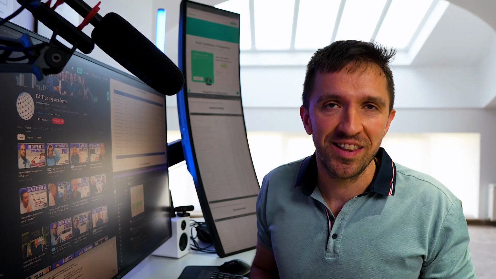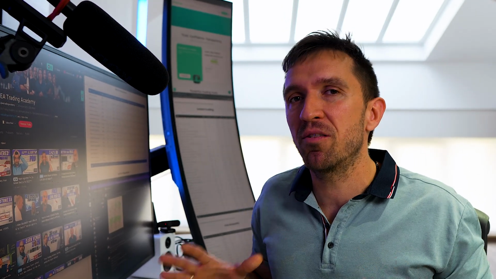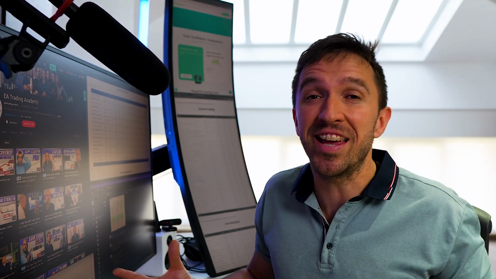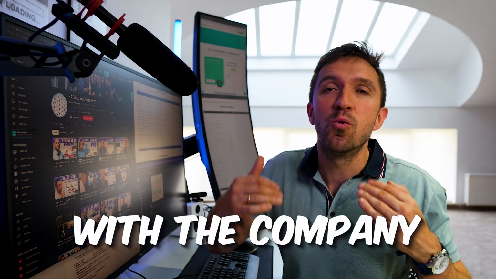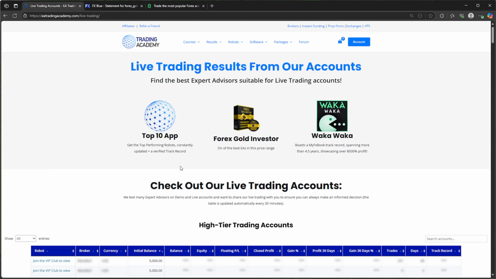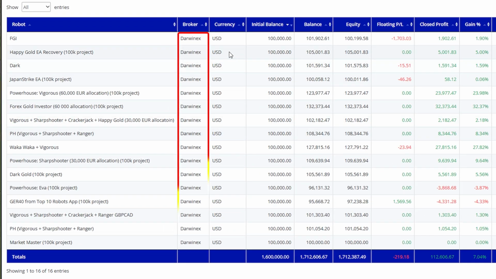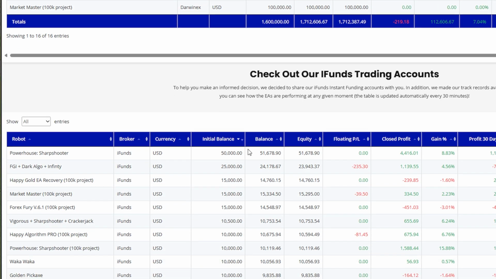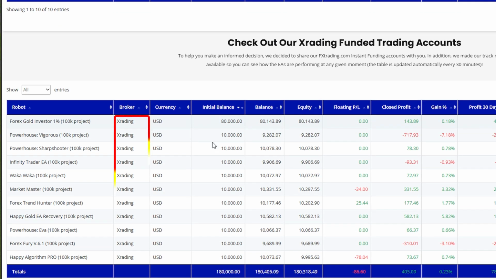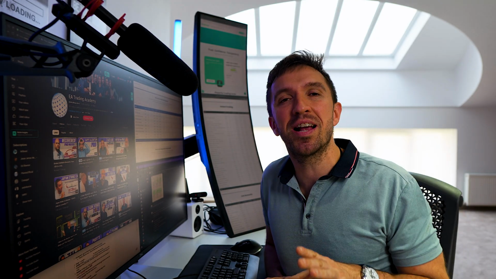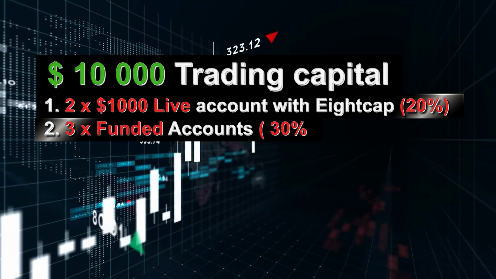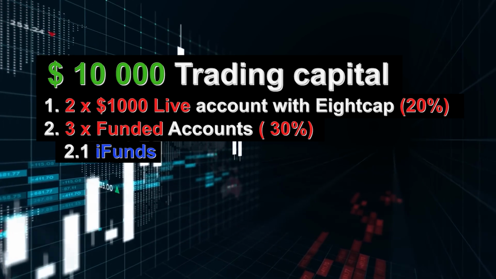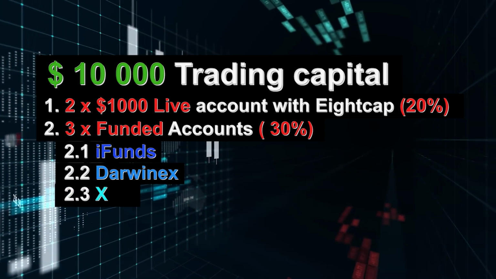The next 10% I would put in an instant funding trading account, or these are platforms where we purchase the account, they give us some capital, we trade, and we split the profit with the company. Now I have plenty of funded accounts, and you will notice that we have DarwinX accounts, we have iFunds accounts, and we have trading.com accounts. Basically, these are the 3 companies that we use. So in addition to the 2 live accounts, I would open 1 iFunds account, 1 DarwinX account, and 1 trading.com account.